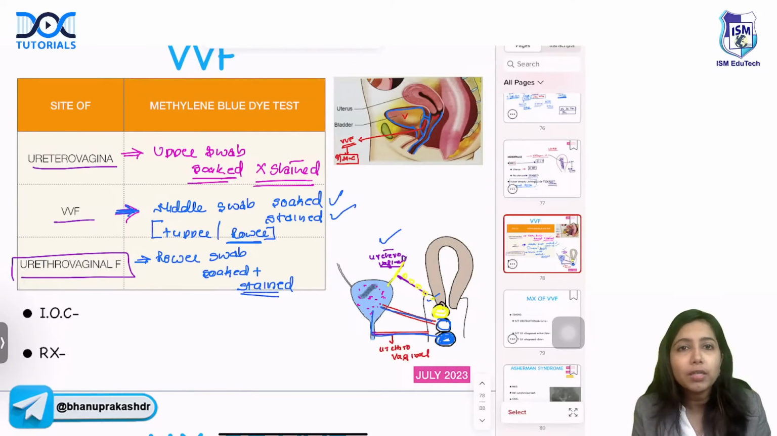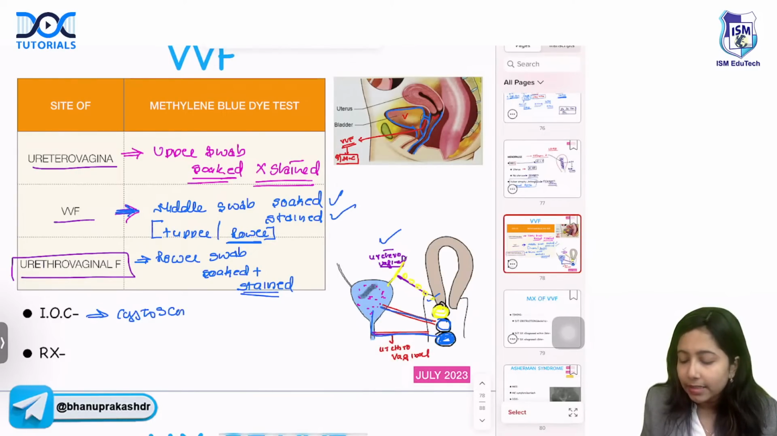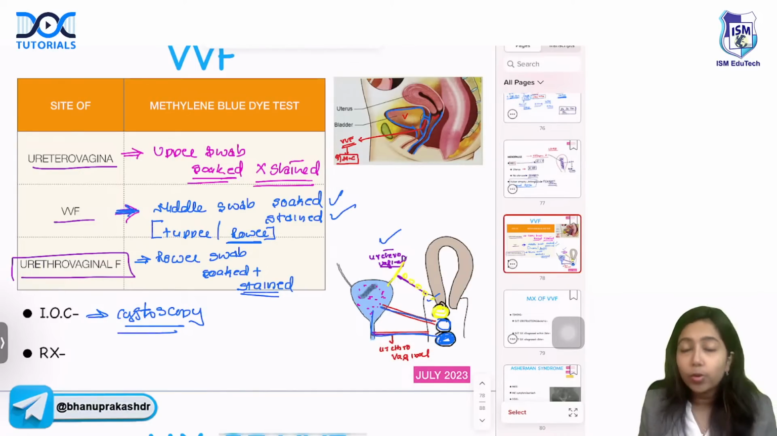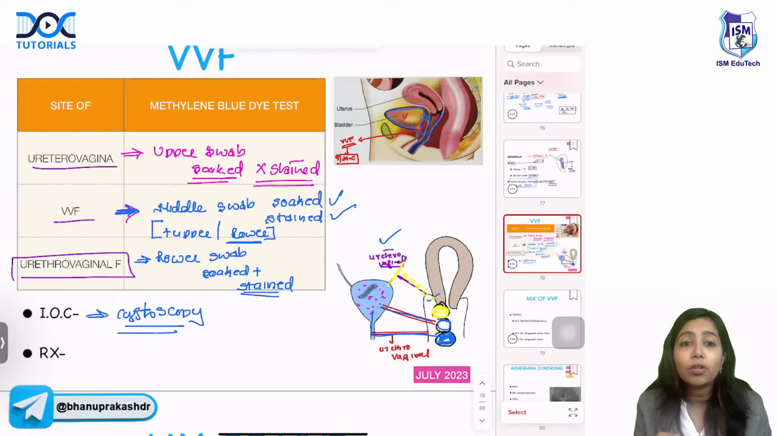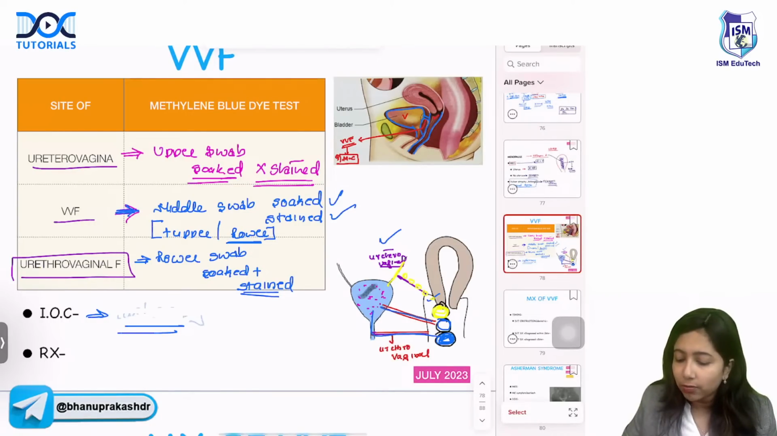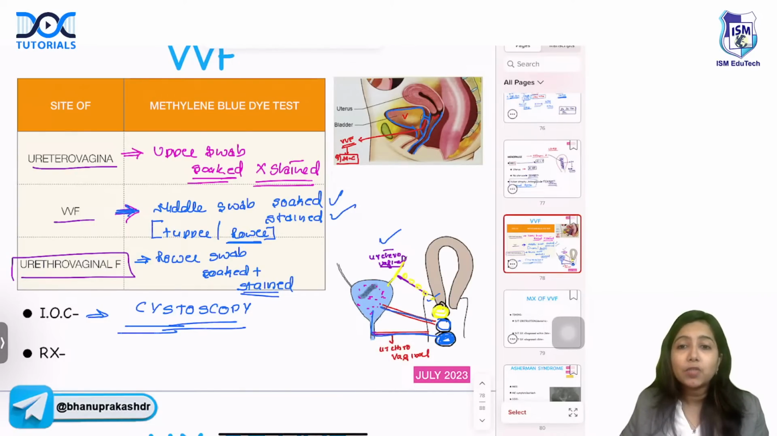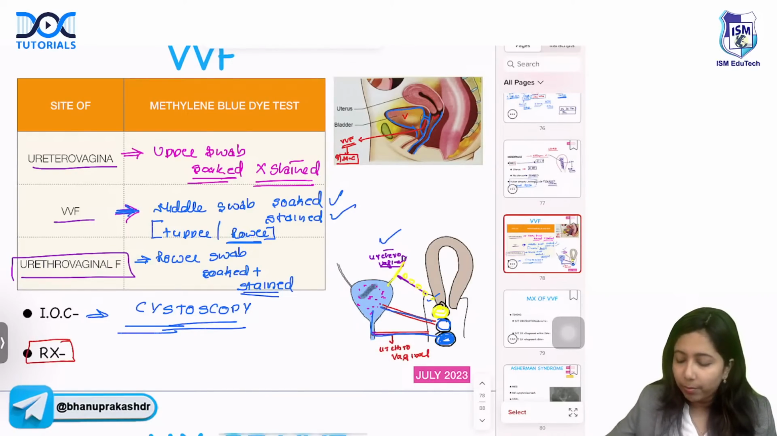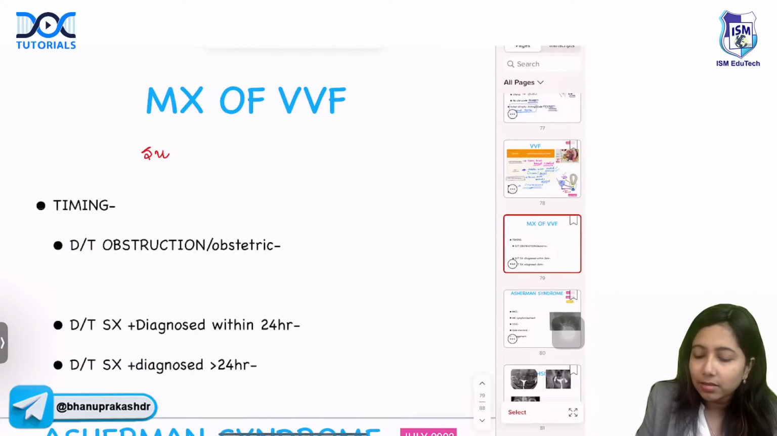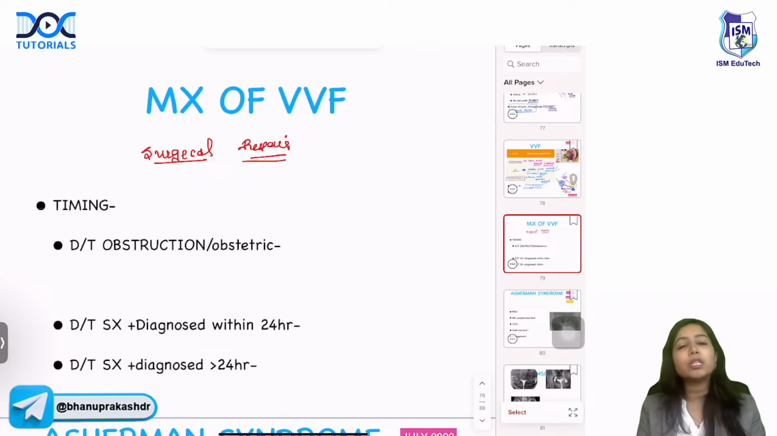The investigation of choice for a vesico-vaginal fistula is actually cystoscopy. In cystoscopy, I'm going to insert a camera into the bladder and we will check the size of the fistula, site of the fistula, and number of fistulas. So the investigation of choice is cystoscopy. And the management, the treatment of VVF repair, is also important. The treatment is surgical repair. There are methods such as Latzko surgery, and they ask you about the timing of repair.